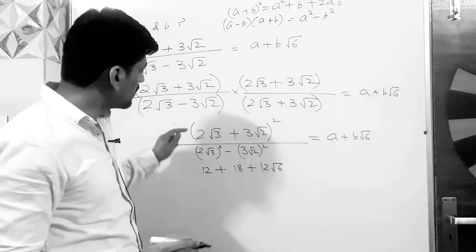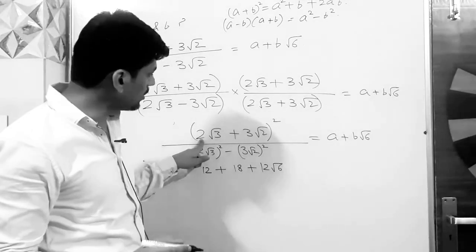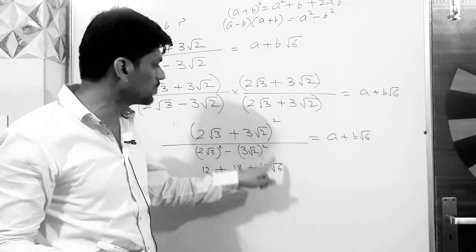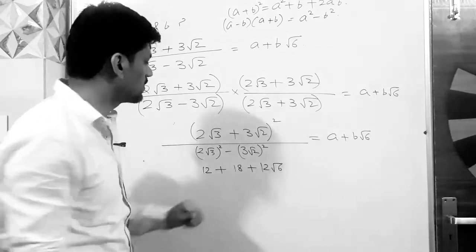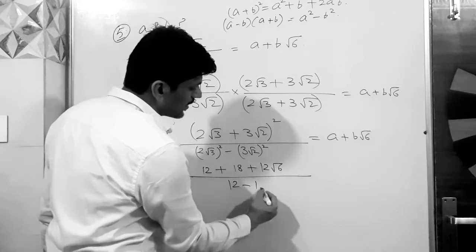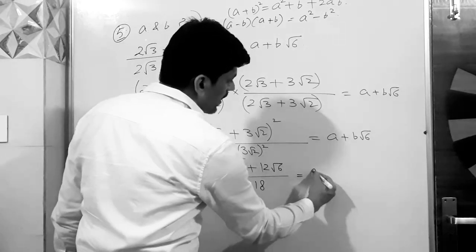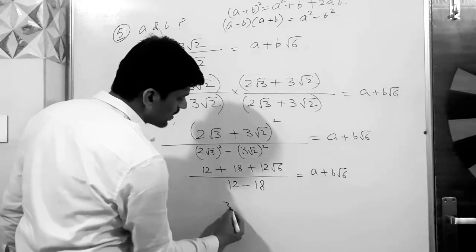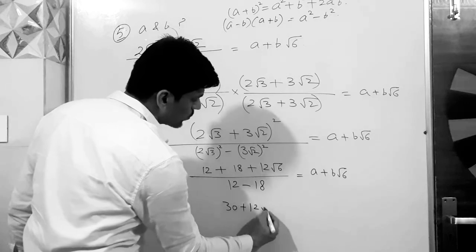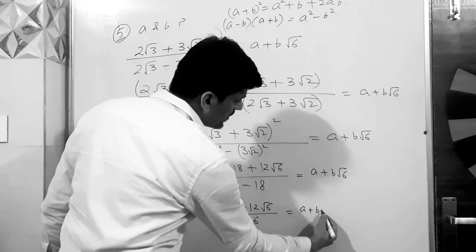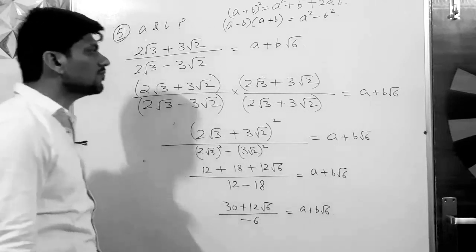Again I repeat, 2 times 2 into 3: 2 twos are 4, 4 threes are 12, and root 3 into root 2 becomes root 6. So the 2AB term is there. Alright, 2 root 3 squared is 12, 3 root 2 squared is 18, divided by, and A plus B root 6 as it is. Now 12 and 18 becomes 30, plus 12 root 6, over minus 6, equals A plus B root 6.